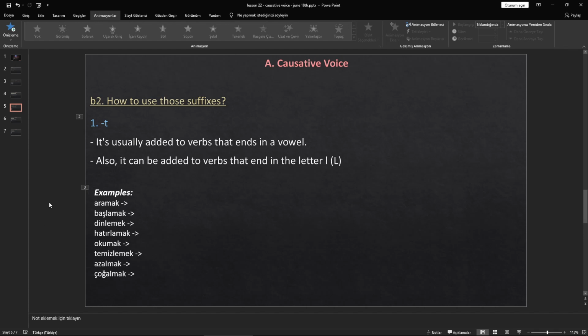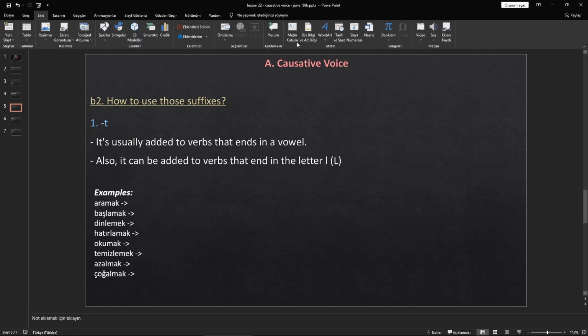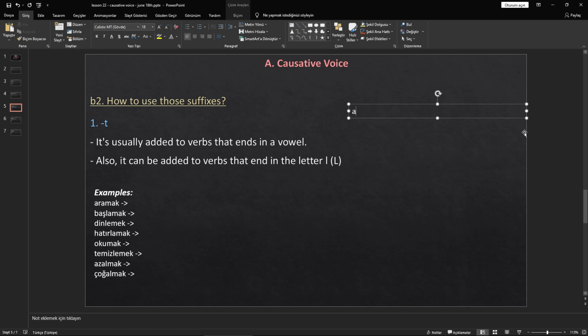And yes, A, E, I, O, U, yes. Maybe I can quickly type them on my screen. A, E, I, O, U, Ü. These are vowels, these are voiced letters. If you have these letters at the end of your verb, you use a te.